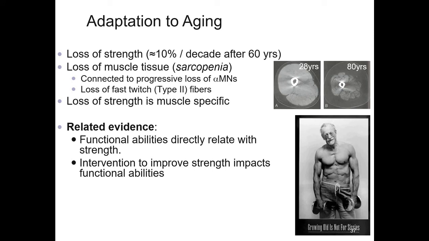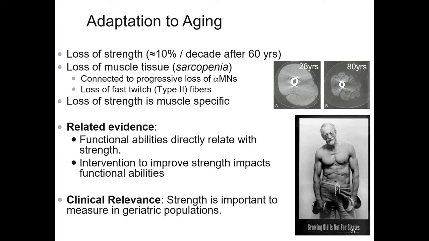There is a reliable relationship between muscle strength and the ability to perform functional activities. Strength definitely doesn't determine the functionality, but it is a very important contributing factor. Repeatedly in the literature, it has been shown that interventions that target improvements in strength can have a positive impact on functional abilities. A basic take-home message of such findings is that strength is important to measure in geriatric populations.